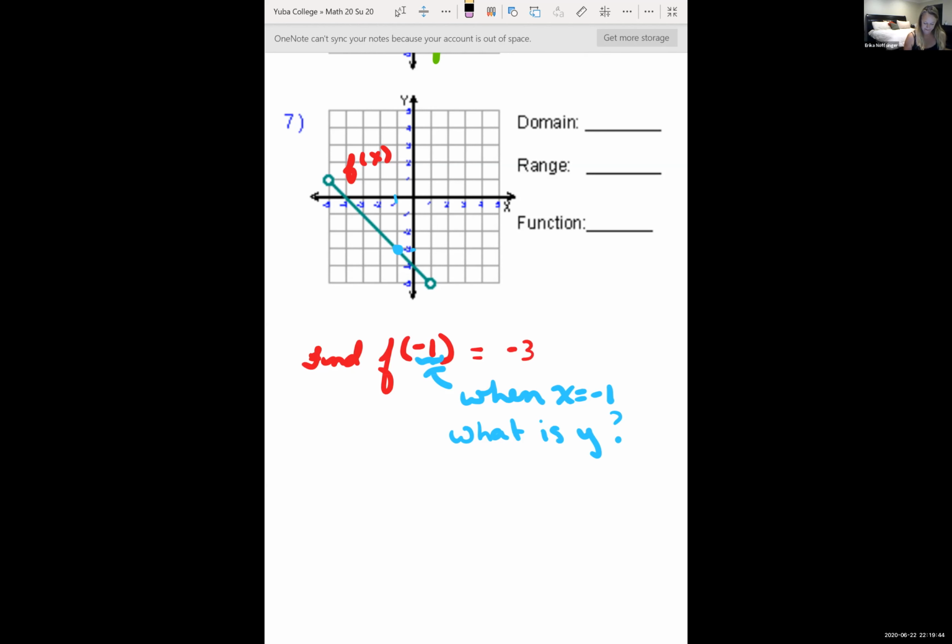If it said find f of -4, so when x is -4, this is representing your x value, what is y? If we go over here, when x is -4, the y value we get is 0.